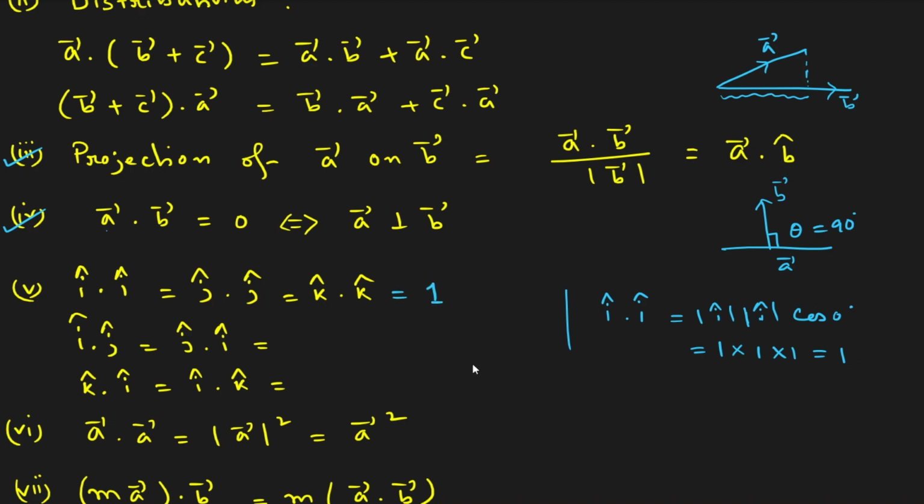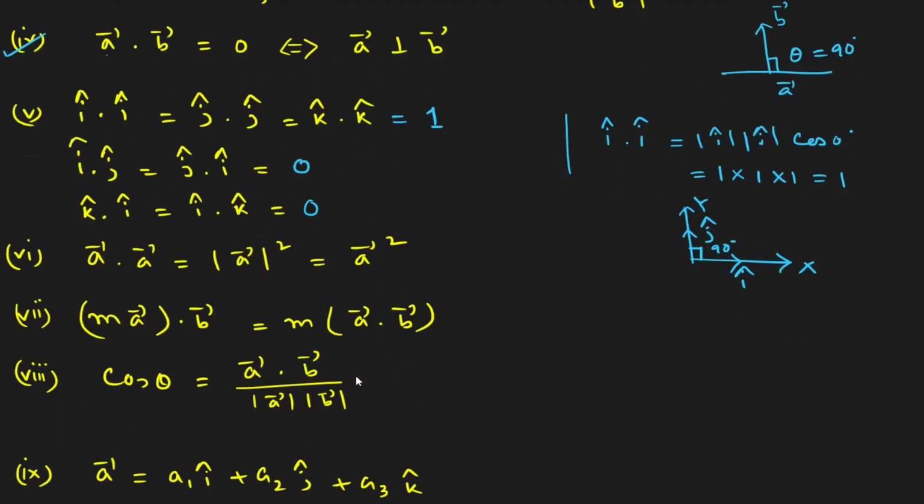But if we take i and j, see, if this is the x-axis and this is the y-axis, along the x-axis we have i cap and along the y-axis we have j cap. So what is the angle between i cap and j cap? It is again 90 degrees. Cos 90 is how much? 0. So if you take different vectors, ij, ji, ki, kj, they will all become 0, because the angle is 90 degrees and cos of 90 degrees is 0.